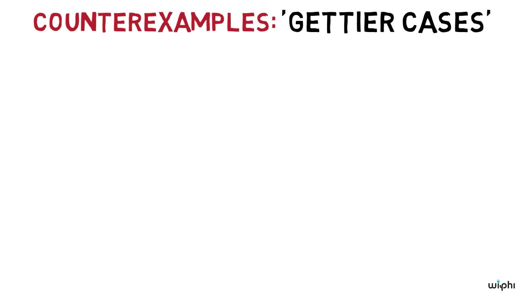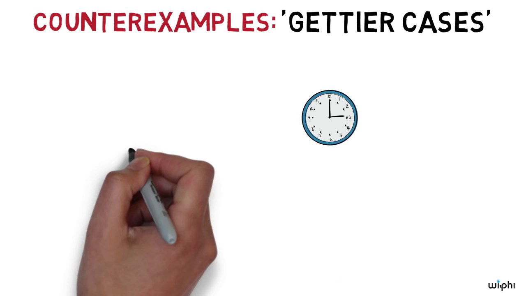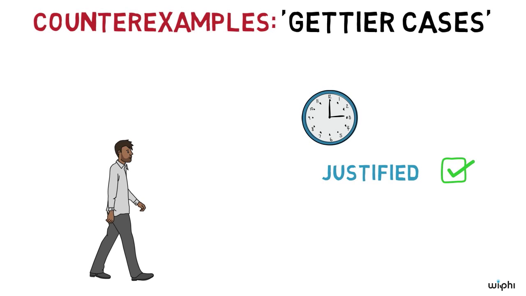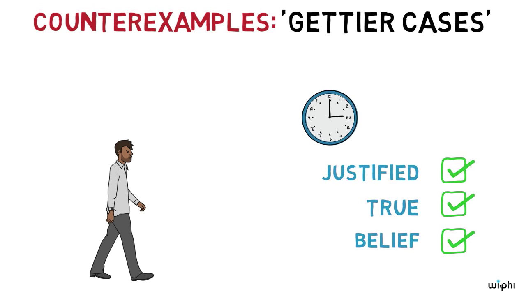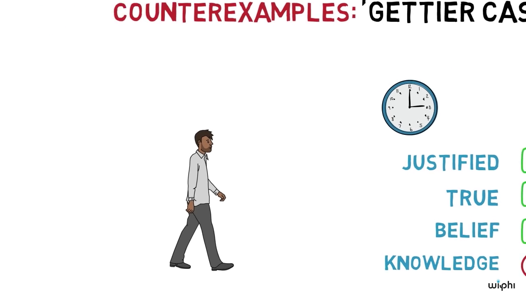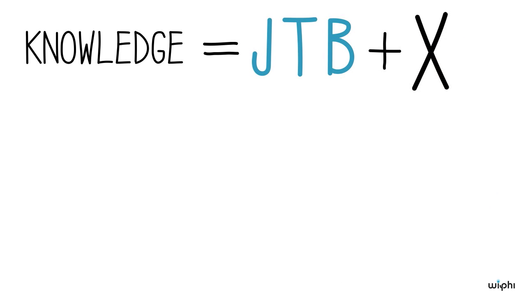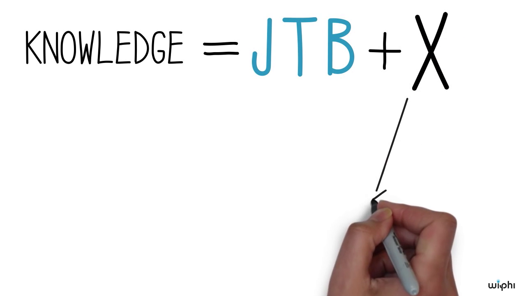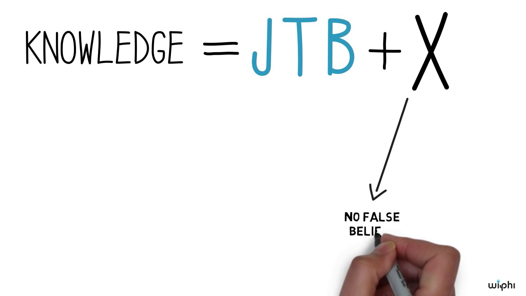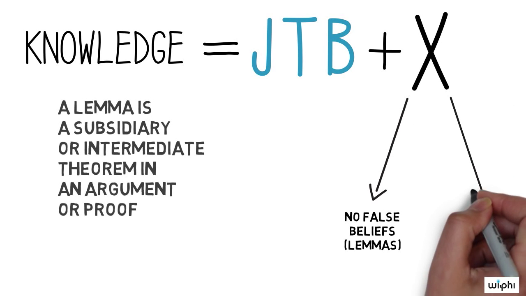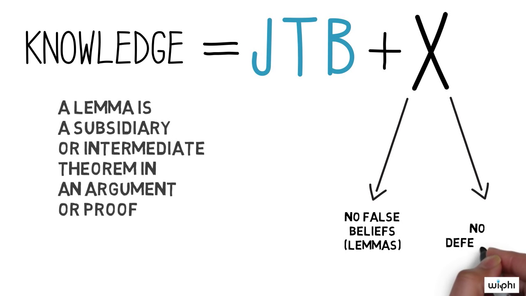The person who looks at a stopped clock at just the moment when it happens to read correctly has a justified true belief without knowledge. But some philosophers have felt that we can get a good analysis of knowledge if we just add one thing to the JTB formula. Today we'll look at two different theories about what that one thing might be: the no-false belief analysis and the NoDefeaters analysis.